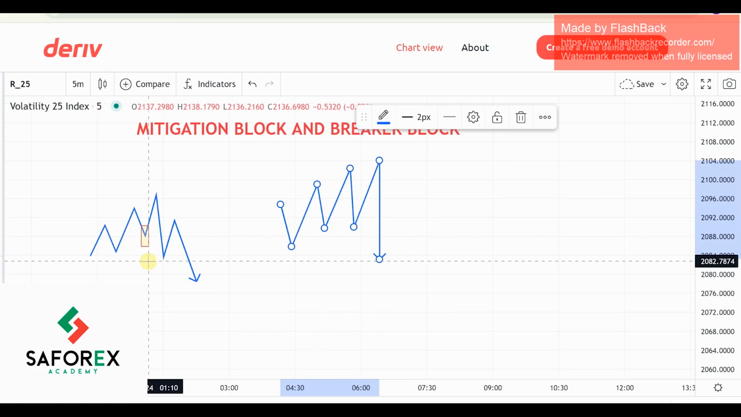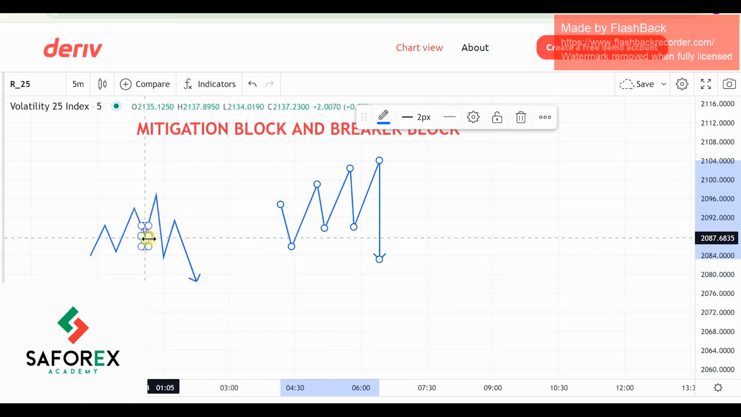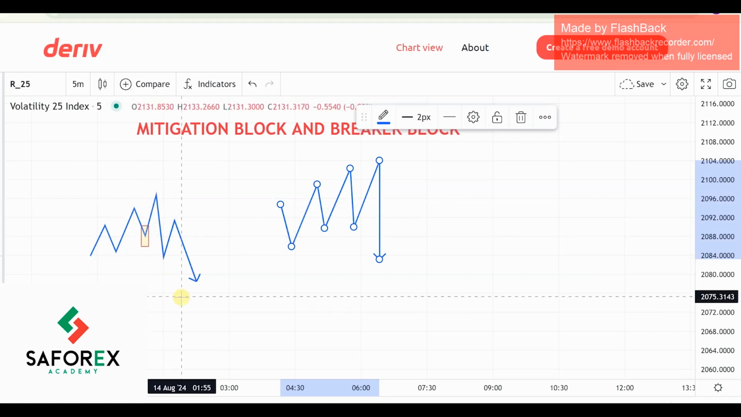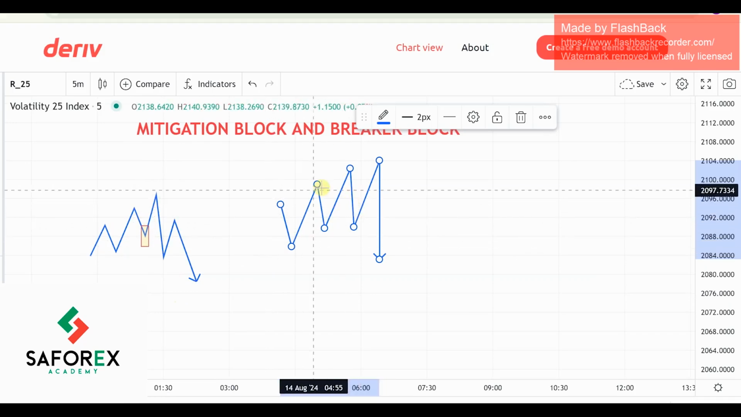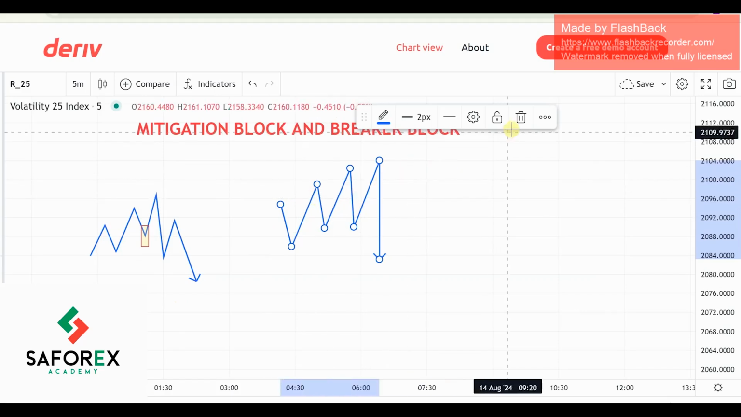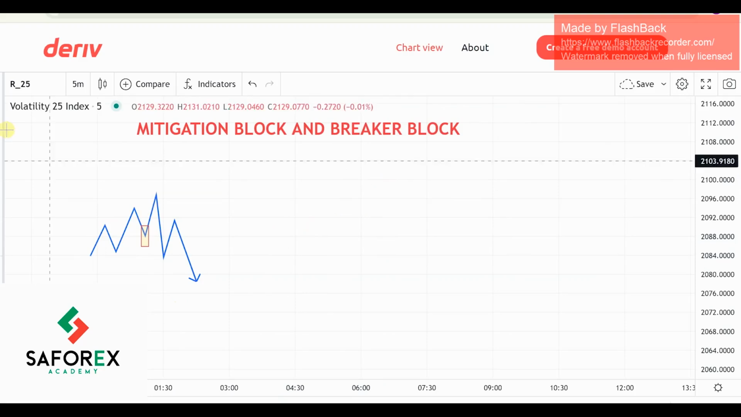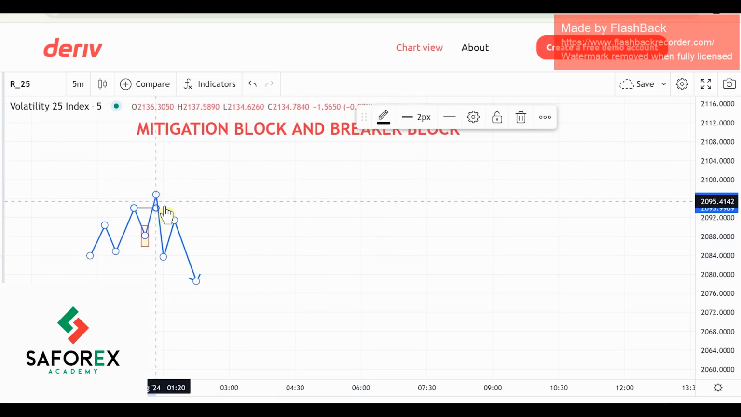Breaker block, rather. Breaker block, because it has led to a break of structure first before it failed. Let me delete this. This is what I mean by break of structure: it has first cut a high, before the market started to come down.